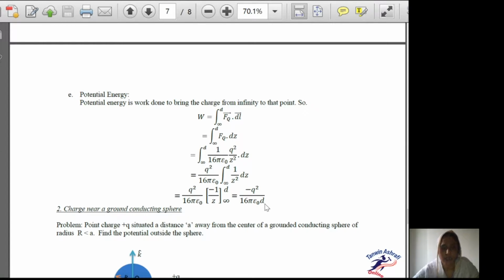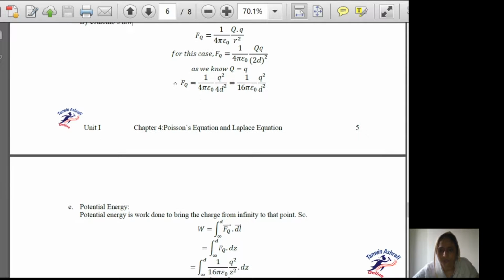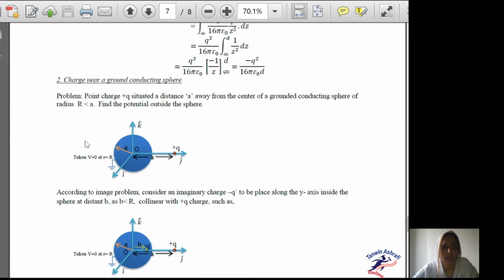The next problem is a charge near the grounded conducting sphere. This problem says that a point charge Q is situated at a distance A from the origin, or from the center, of a grounded conducting sphere of radius capital R, which is less than A. Now find the potential outside the sphere.